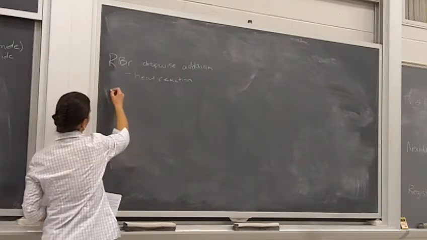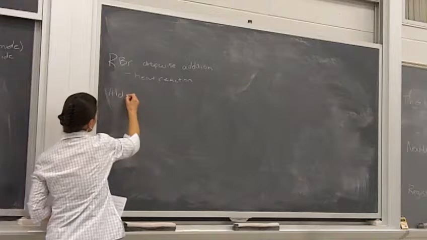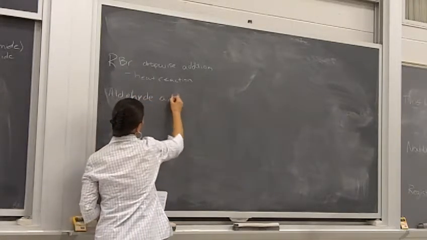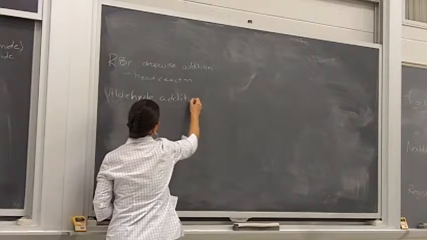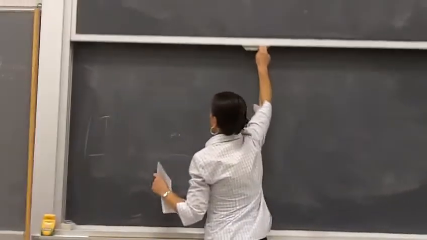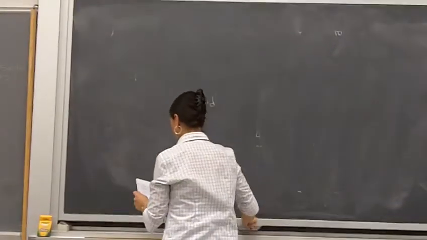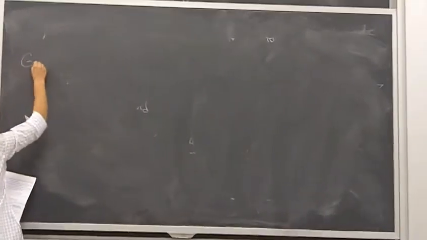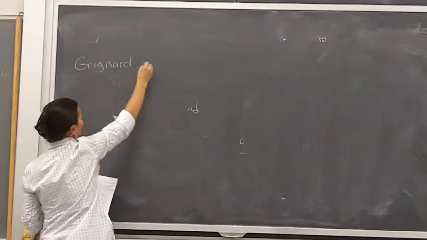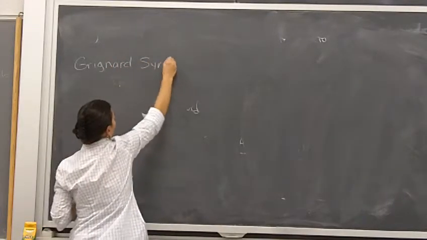The next thing that we're going to add is the aldehyde, okay? And so that's when we start the actual Grignard synthesis. So we're going to use our reagent that we just made to then react with the aldehyde.